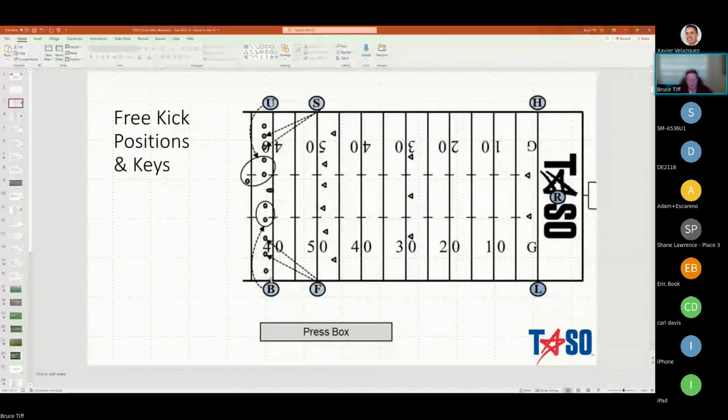And then on the bottom side, very similar. The number 1 is not going to be initially covered, but you'll have the field judge looking in at the number 2 and the number 3, and then the back judge picking up the number 4 and the number 5. So these are our basic free kick positions and our keys per the TASL 7 officials mechanic.